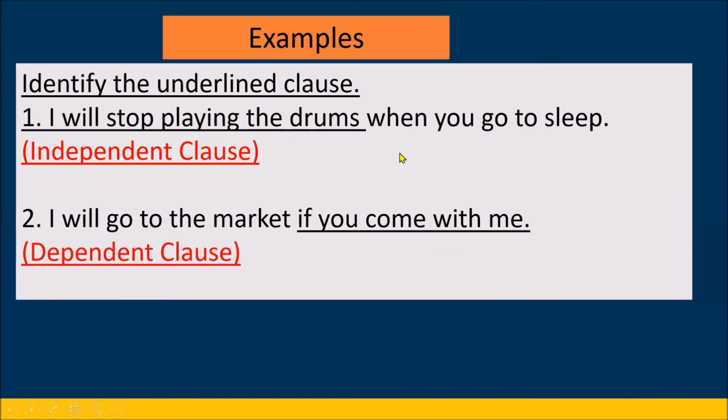Now here are a few examples to clarify the meaning. Identify the underlined clause. I will stop playing the drums when you go to sleep. I will stop playing the drums is the underlined part, and this is an independent clause because it has a complete sense. The next one is, I will go to the market if you come with me. So if you come with me is the dependent clause. It starts with if, and it needs another clause to complete its meaning.